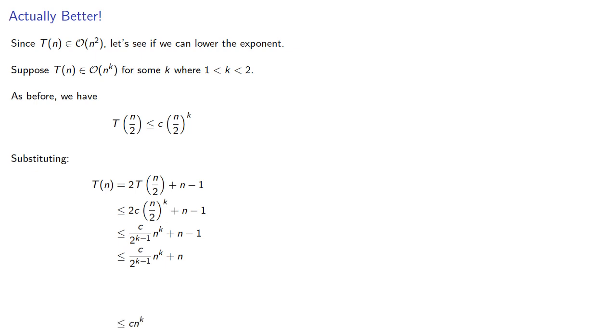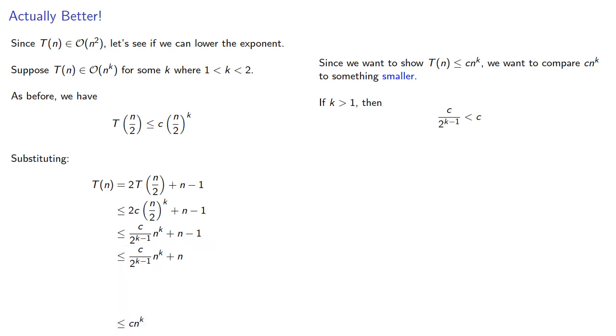Since we want to show that T(n) is less than or equal to Cn^k, we want to compare Cn^k to something smaller. That way we can interpose it between our starting and ending points. If k is greater than 1, then we have this, where our choice of the left-hand side here is because that expression shows up in our inequality. And in fact, if we multiply by n to the power k, we have Cn^k. We have one term of our inequality.